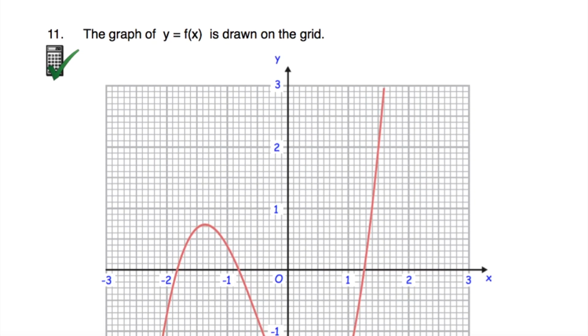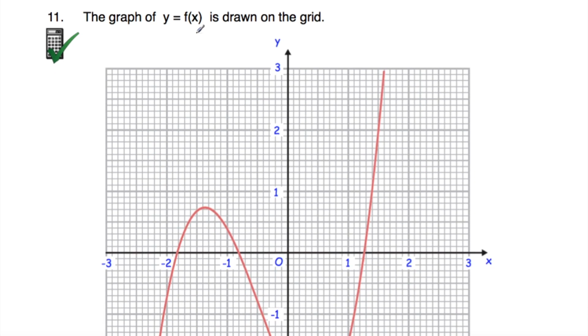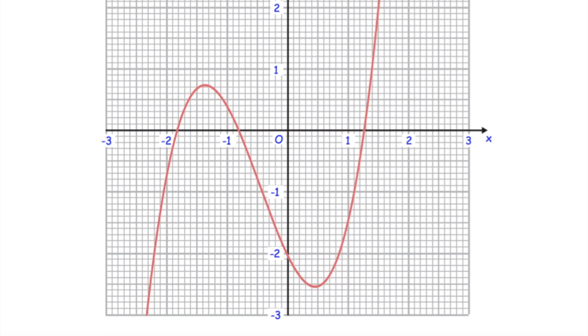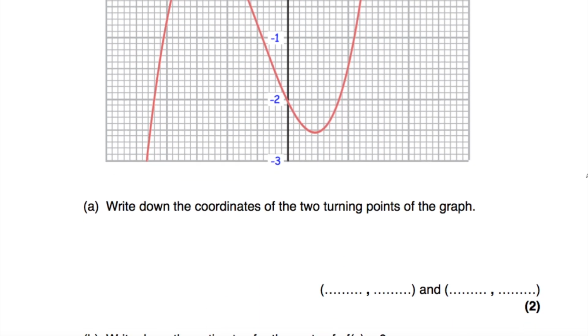So question number 11, we've been given the graph of y equals f of x. So that's a function of x. And let's have a look at the graph. It actually looks like a cubic graph because it comes up, reaches a maximum turning point, comes down, reaches a minimum turning point, and then goes back up again. So this looks like the graph of a cubic. And then if we go on down, part A says write down the coordinates of the two turning points off the graph. So let's write down the coordinates of the maximum point and the minimum point.